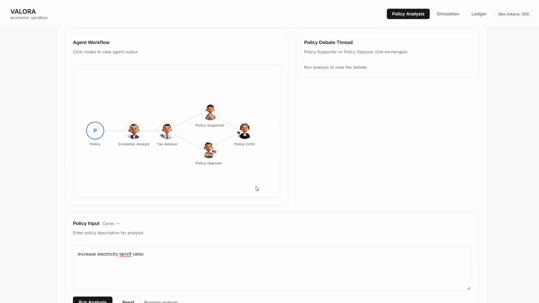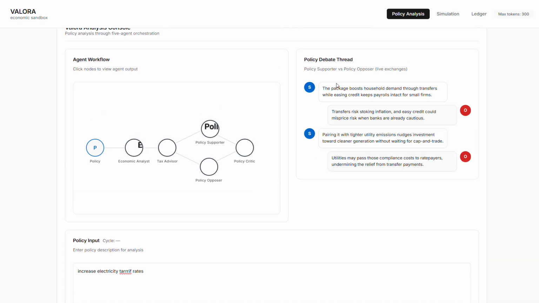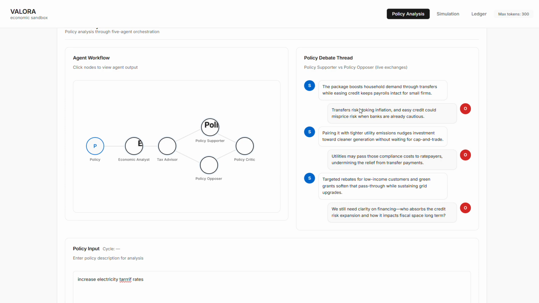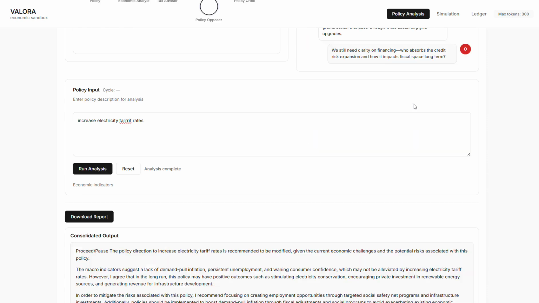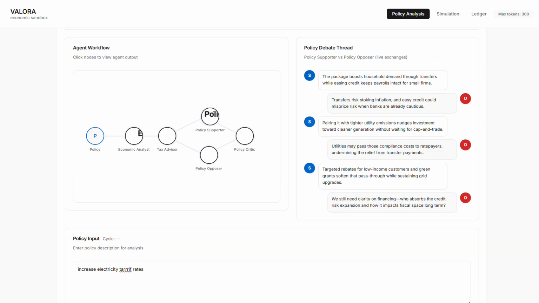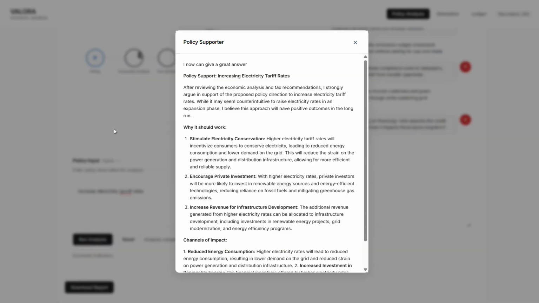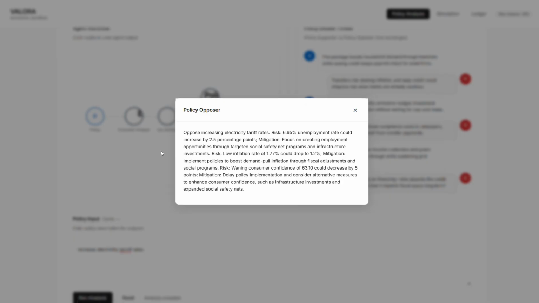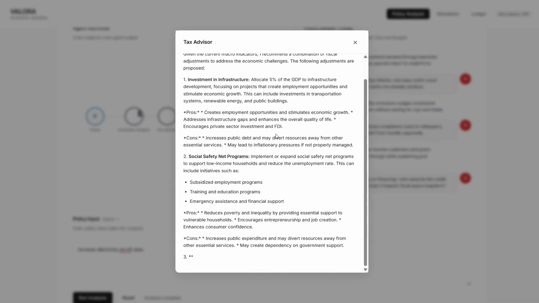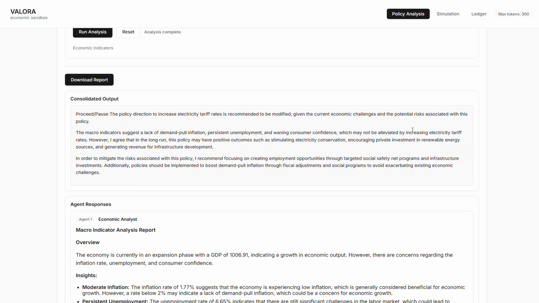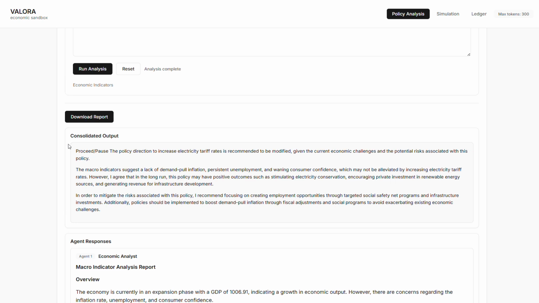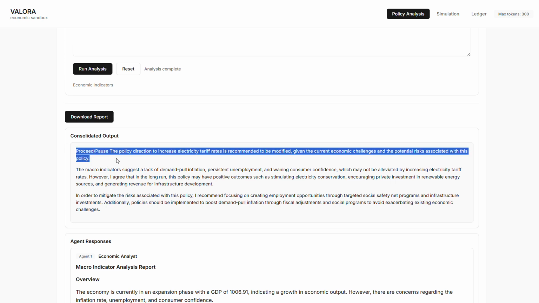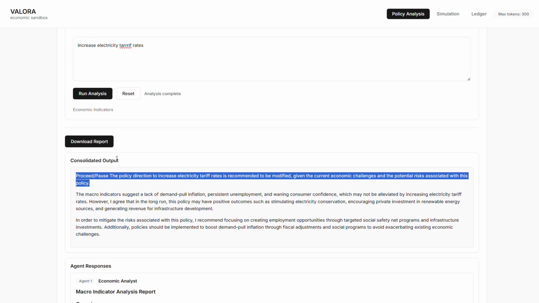As you could see, I'm running this policy. Here we have a debate thread where the supporter and the opposer have a debate on the policies that we are going to imply, and each model gives us a valid conclusion from their side, and we conclude those outputs into a consolidated output. This gives us the ideology of how this policy might affect our economy in such situations. You also have an option to download this report.